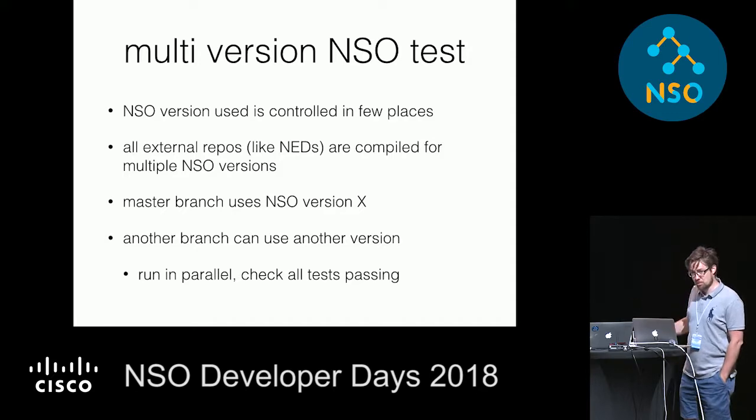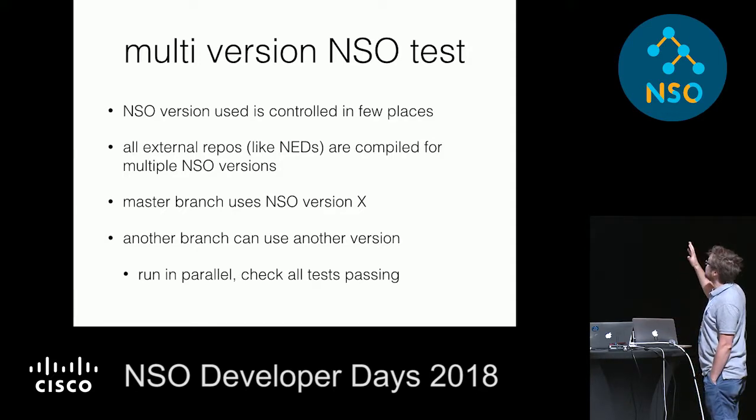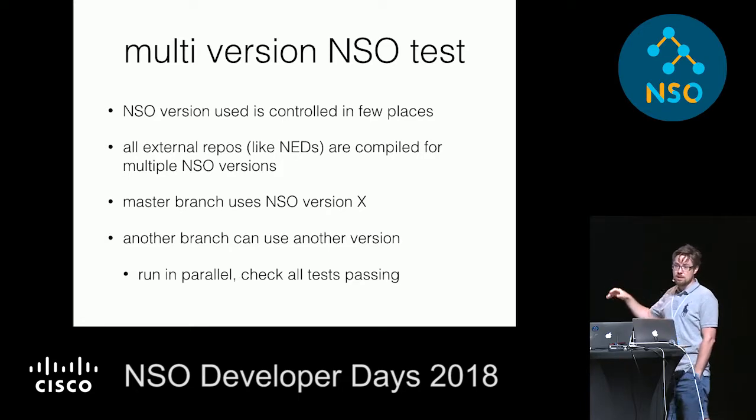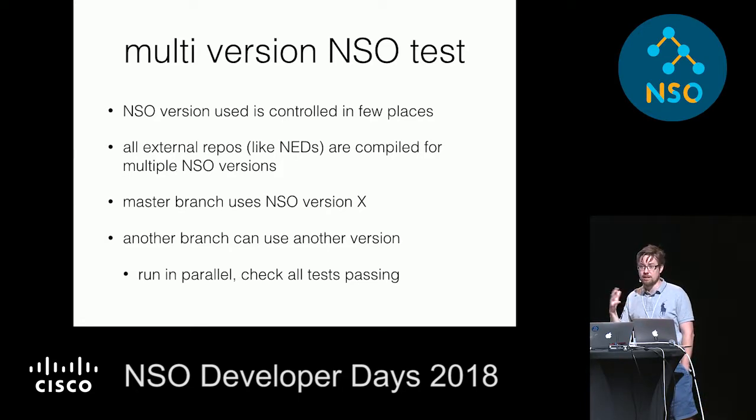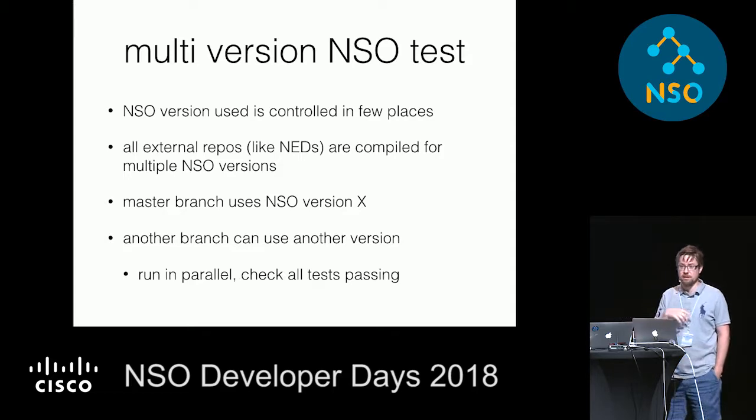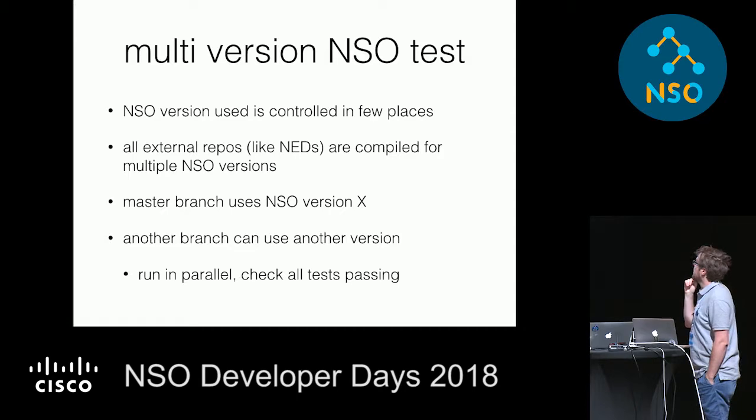And like everything else, we turn to CI to help us do this, right? So the NSO version that we use is controlled in a few places. There's a Dockerfile that defines which version to use. There's a Makefile. There's a GitLab CI file. But I think there's three places essentially. So it's quite a few places.